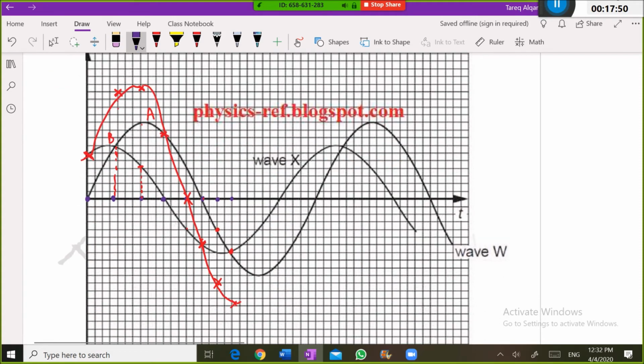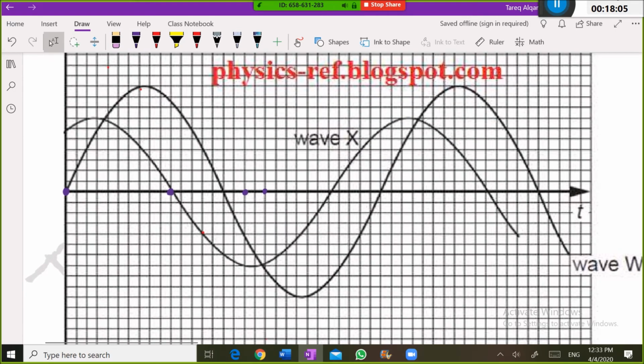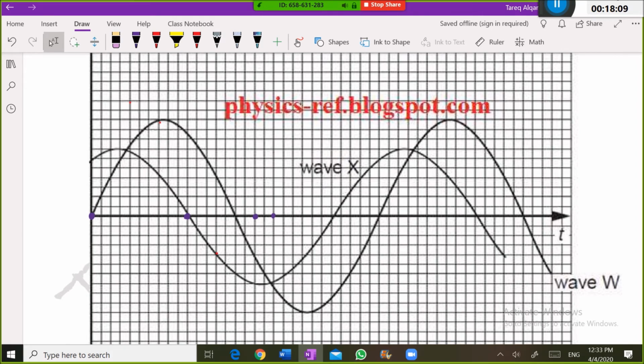Let me show you this. Here I have two waves. They meet, wave X and wave W. What I want to draw now is the resultant wave as they meet. Here, guys, I will consider different positions randomly. This position, this position, this position, this one. Something random, but I want to show you something.